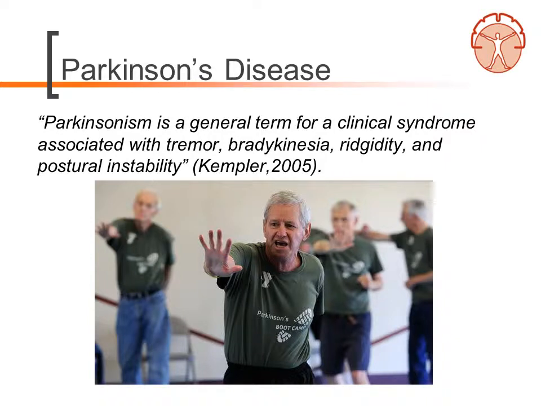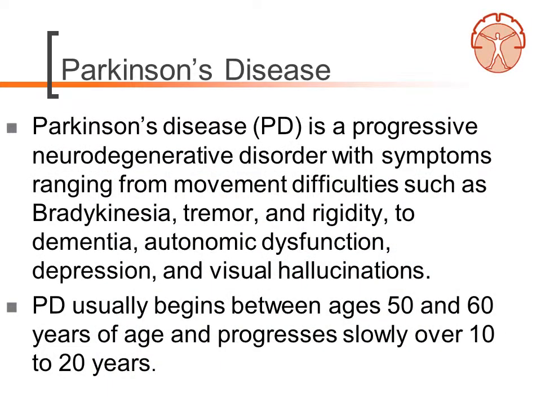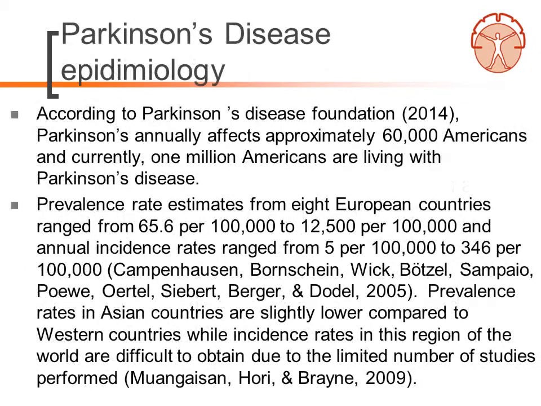Parkinsonism is a general term for a clinical syndrome associated with tremor, bradykinesia, rigidity, and postural instability. PD is a progressive neurodegenerative disorder with symptoms ranging from movement difficulties to dementia, autonomic dysfunction, depression, and visual hallucinations. PD usually begins between the ages of 50 to 60 and progresses slowly over 10 to 20 years. Almost 1 million Americans are now living with Parkinson's disease.